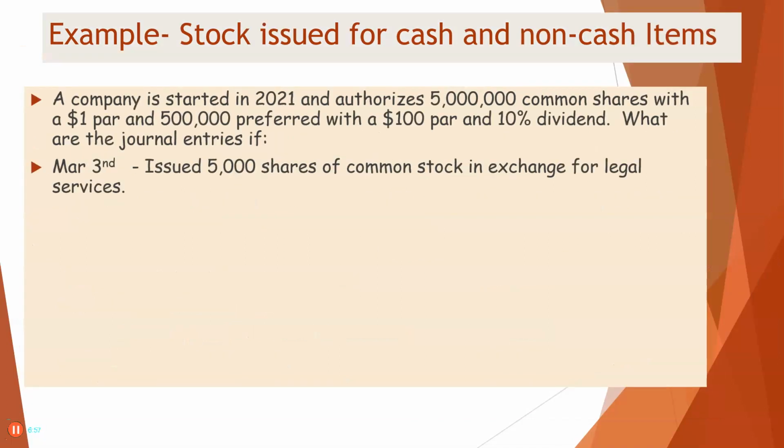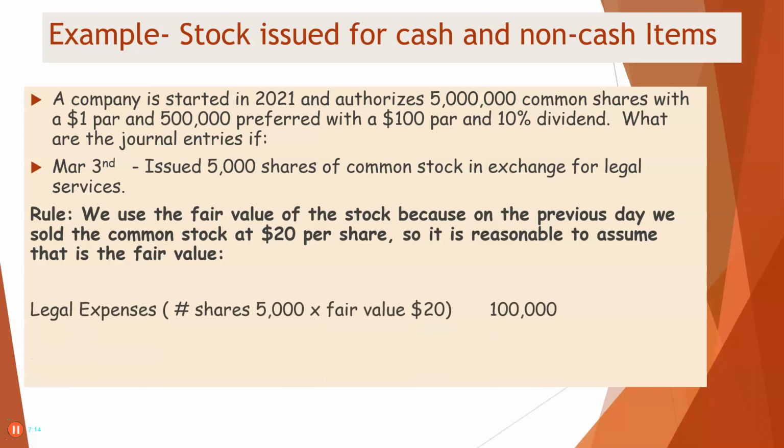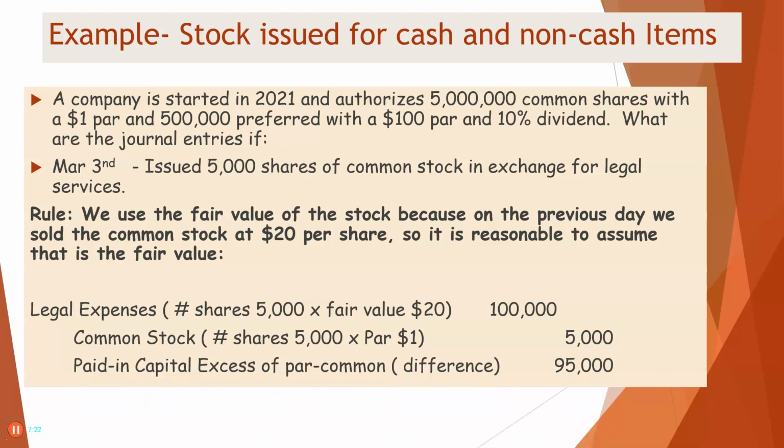See how that works? So you use what you know, and then you apply the difference. Now, on March 3rd, we issued 5,000 shares of common stock in exchange for legal services. We use the fair value of the stock because on the previous day we sold the common stock at $20 per share. So it is reasonable to assume that is the fair value. So the legal costs are going to be 5,000 shares at $20 a share. Common stock will be 5,000 shares times $1, and the difference goes to paid-in capital.